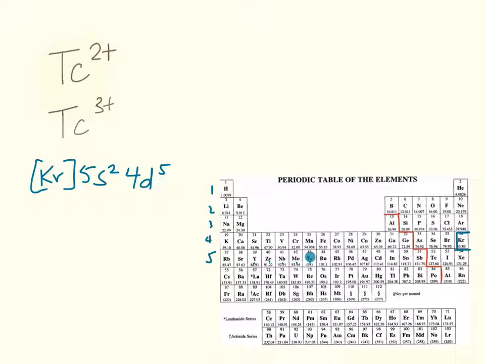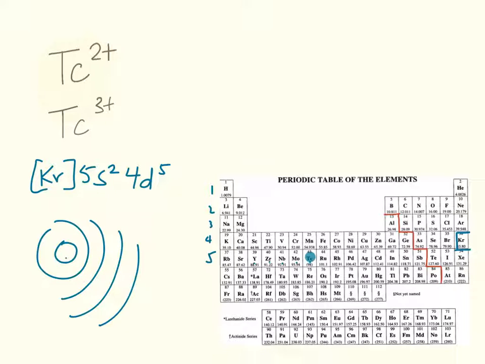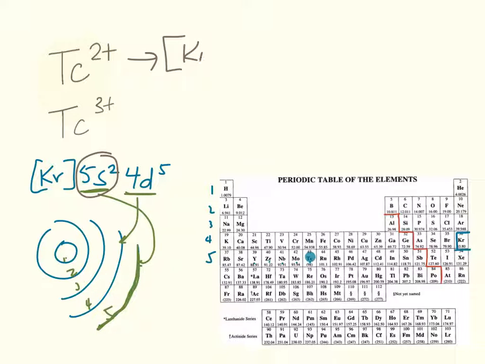We know it has to lose it from its outer shell, its outer energy shell. And so remember, if this is your atom, and this is where n is 1, and this is where n is 2, and this is where n is 3, and this is where n is 4, and this is where n is 5, then this shell right here is here, and this shell is up here. So it's going to lose it from its outermost shell, this shell. So it's going to lose it from here. And so if it becomes 2+, the electron configuration is going to be krypton 4d5.